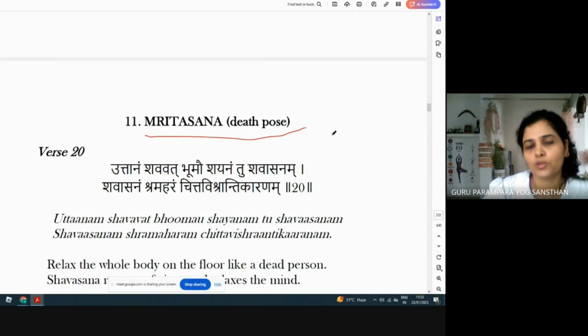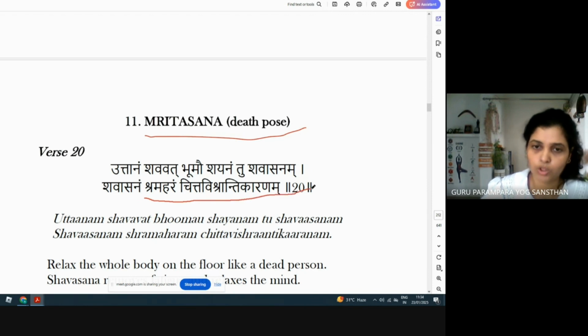Mritasana, death pose. In Hatha Pradipika, the same asana is given as Shavasana. Here they have changed the name, but the process is the same and the benefits are also the same. Uttanam shavavat bhumau shayanam tu shavasanam, shavasanam shramaharam. Remember this line. In both the granthas, it's similar.